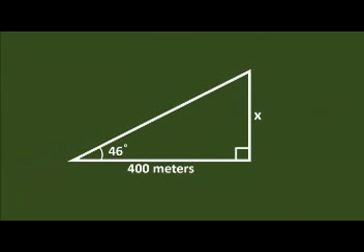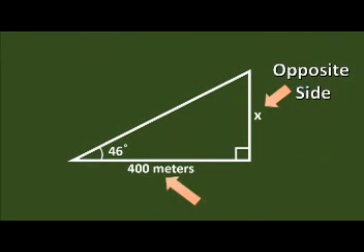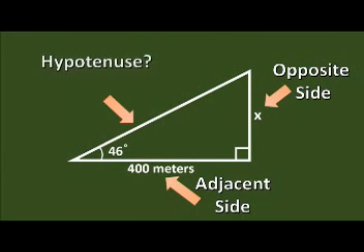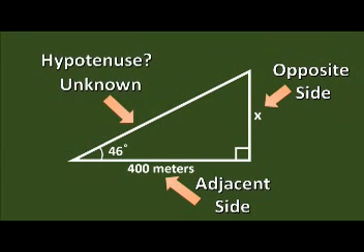Since we are looking for the height of the tower, which is the opposite side, and we have the adjacent side, which is 400 meters, we have to use the tangent ratio. We don't know anything about the hypotenuse of the triangle, so we cannot use the sine ratio and the cosine ratio.